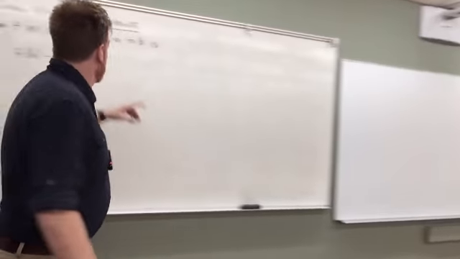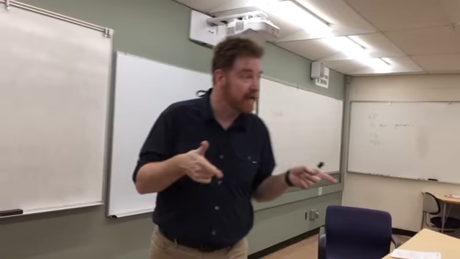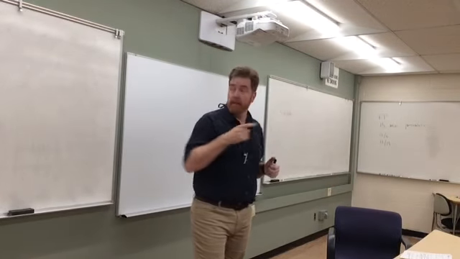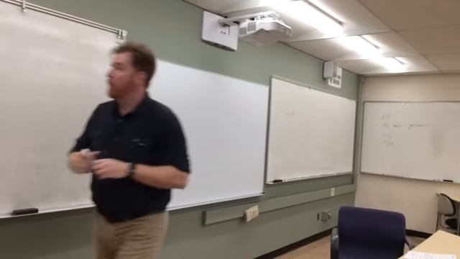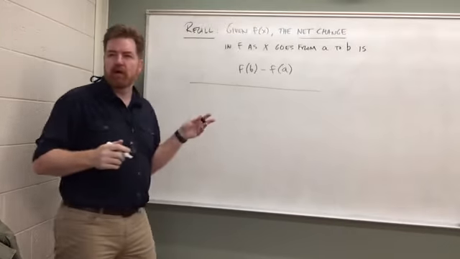Okay, so let's get right to it. I just want to remind you of something that we haven't talked about in a very long time. If you have a function, the net change in that function is just simply the difference in the outputs from where you stop minus where you started. Okay, so the net change from A to B of a function is just f of b minus f of a. All right?